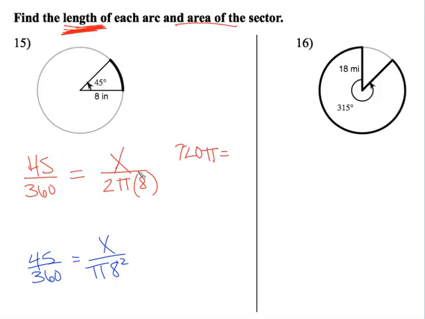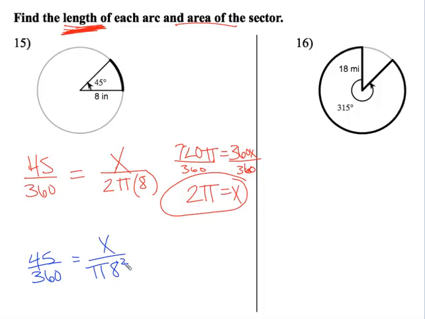And that equals, cross multiply this, that's 360x. So then to get x by itself, we divide both sides by 360. And 720 divided by 360 is 2. So you get 2 pi equals x for arc length.